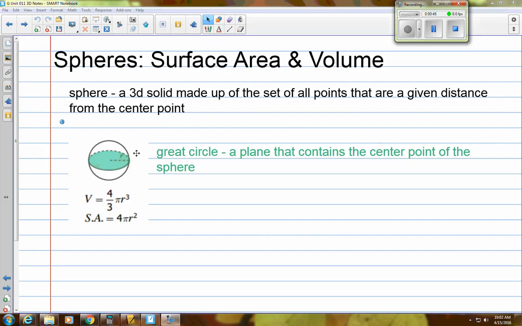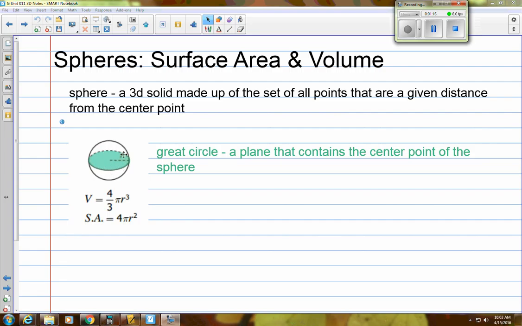So if you think of lines of latitude on the Earth, the circle that creates the line of latitude near the poles is a smaller circle than the equator, which circles the globe in the middle. That middle circle is called the great circle, the largest two-dimensional circle that's created by your sphere, and it has to include the center point of the sphere.